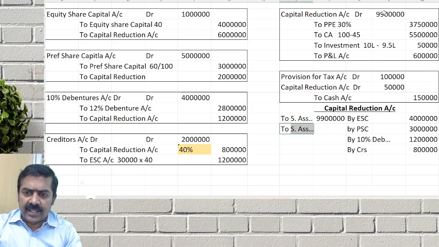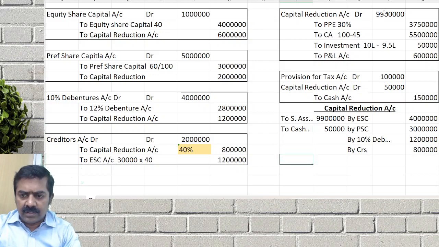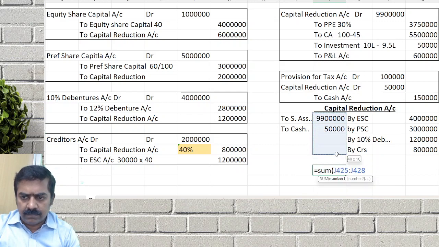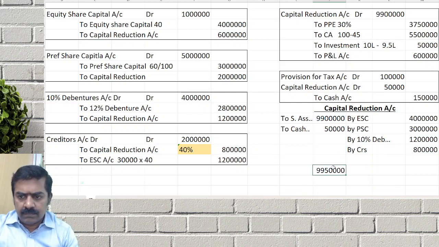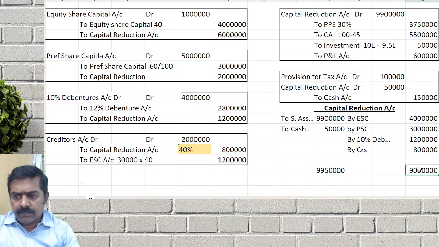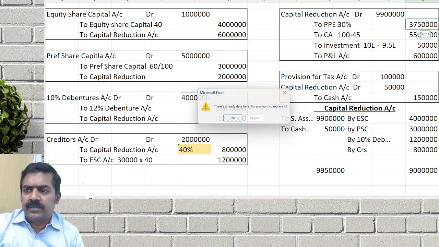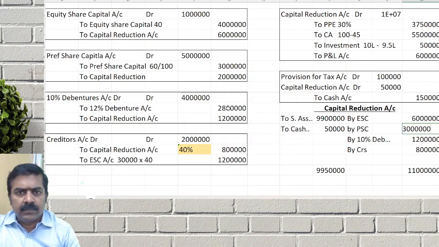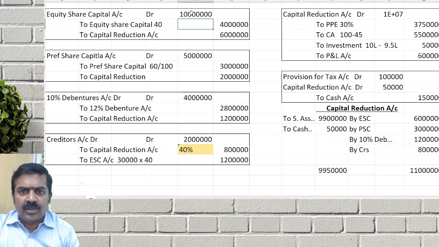To tax. How much extra tax have you paid? 50,000. See whether you have made a mistake. Above you have put 10 lakhs, here equity share capital debt.